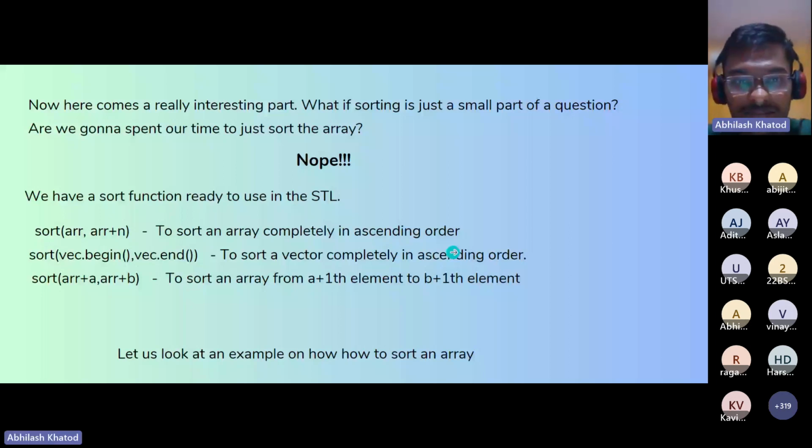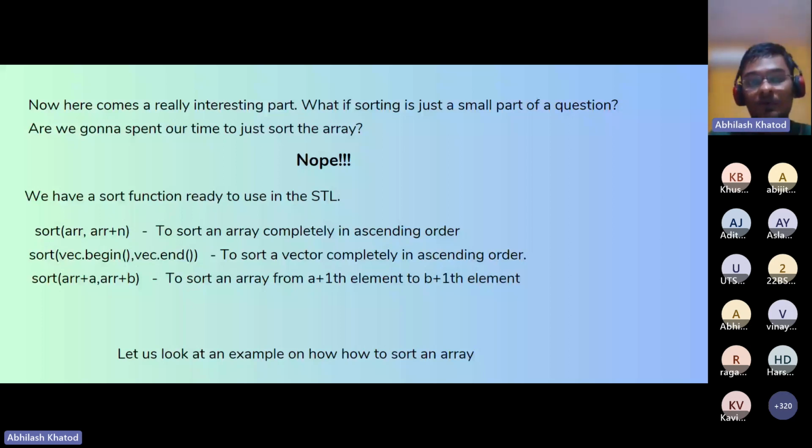Here's the most important and exciting part. You might have wondered whether there is some inbuilt function to arrange the array in ascending order. There is. If you are given an array, just use the function sort(r, r plus n). It will completely sort the array in ascending order. Now, what if I don't want to sort the complete array? Suppose I want to sort from the a-th element to the b-th element. We'll use sort(r plus a, r plus b). It will sort the elements from the a plus one element to the b plus one element.